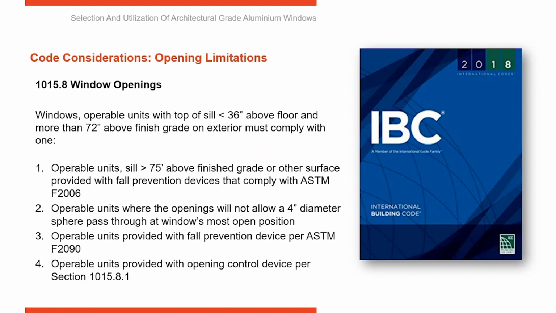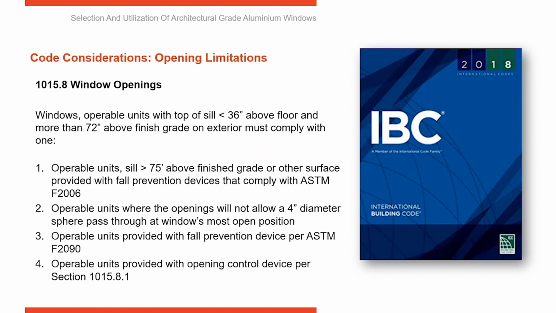Something else that IBC talks about is in 1015.8 window openings. Now this impacts windows where the sill is less than 36 inches above the finished floor or no more than 72 inches above the grade on the outside. So if you're looking at windows in a high-rise multifamily project, this is where it's more common.